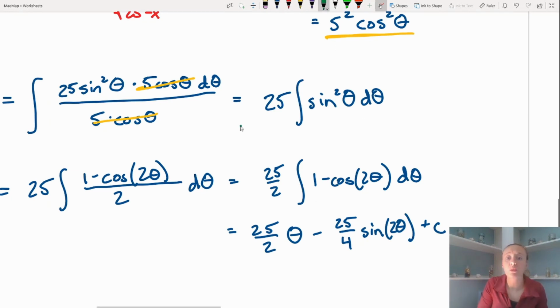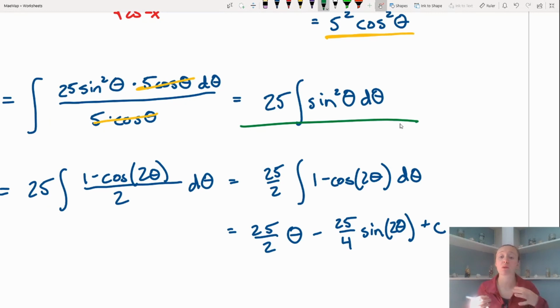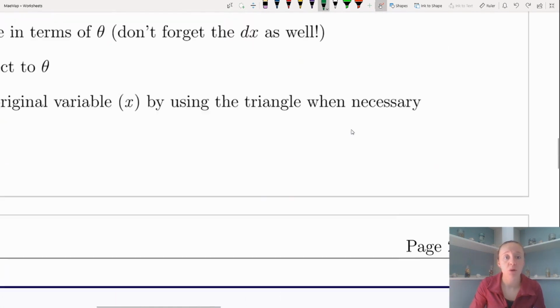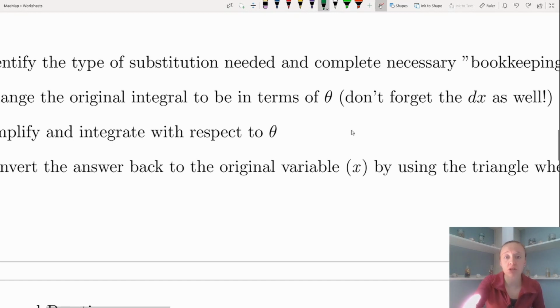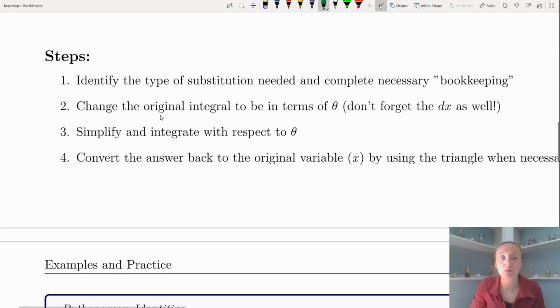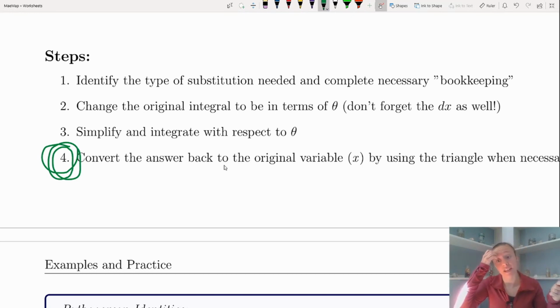And just to make a quick note, if you were confused on how to integrate this sine squared theta by using the half angle identity, please refer back to that previous example worksheet where I went fairly in depth in working through these different trig integrals. Let's think back to our steps. What all have we done so far? Well, we identified the correct type of substitution needed and completed the necessary bookkeeping. We changed the original integral in terms of theta, including that dx. We simplified and integrated. This is the part we can't forget. We now need to go back to our original variable, which in this case is x, and we're going to use the triangle when necessary.